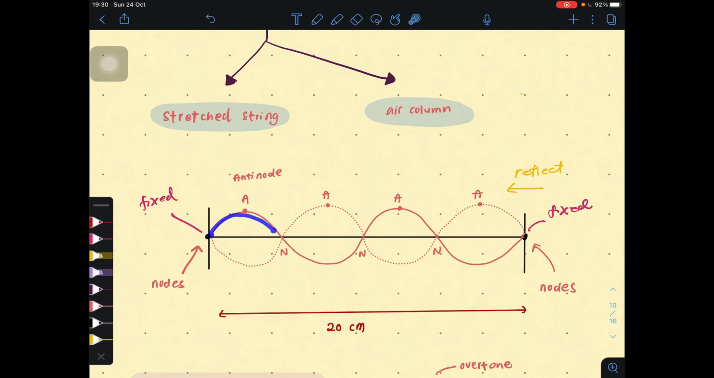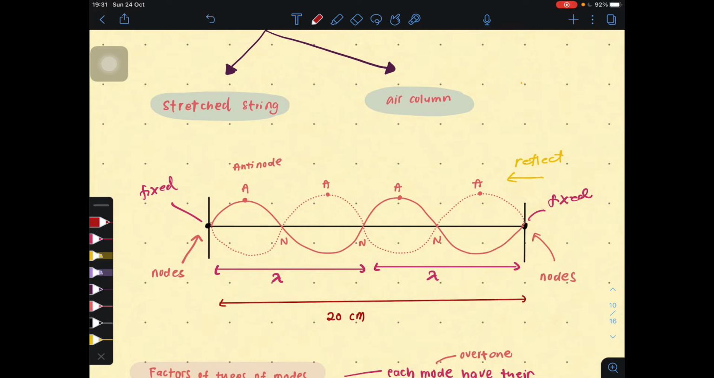And we know that this is one complete cycle. So from here to here will be equal to the value of the wavelength. Pada sini ke sini adalah satu wavelength. Daripada sini ke sini juga adalah satu wavelength. And then this 20 cm is the length of the string. So kamu boleh nampak, the length here will be equal to 2 lambda. Maksudnya dekat sini lambda adalah sama dengan 10 cm.